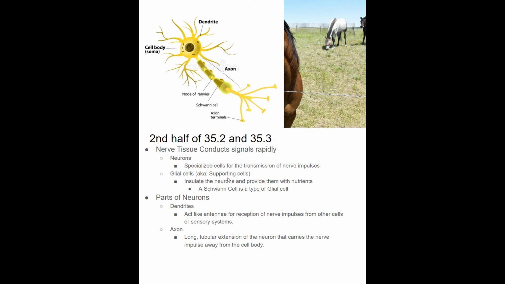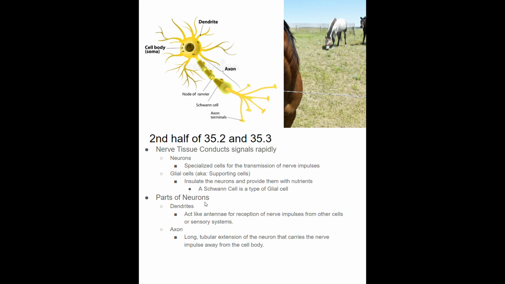These guys are supporting cells for the neuron. So they insulate the neurons and provide them with nutrients. So this guy is an insulator, this kind of darker color. He's a Schwann cell. He's a type of glial cell, okay, that helps insulate our axon here, okay? So he's a helper. He's just helping out this big old neuron here.